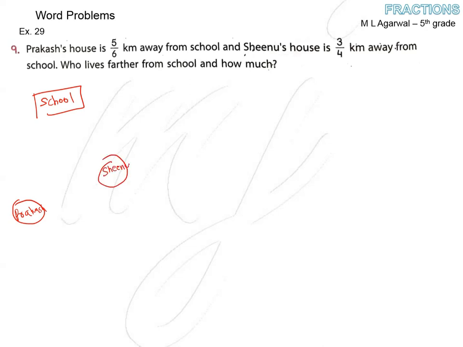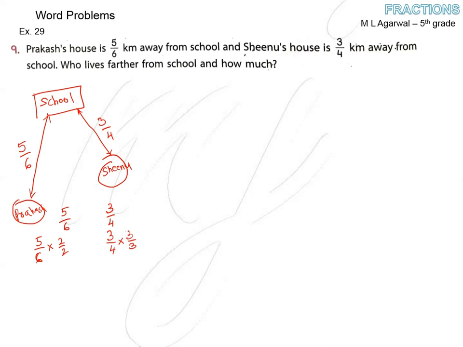Okay, so they are saying that this distance is 3/4, the second fraction Shinu, and Prakash's distance is 5/6. Again we have two fractions, both different, which means they are not like fractions. So first we will convert them into like fractions. So 5/6 and 3/4. If I have to convert into like, what will be the LCM? The LCM I can see is 12. So 5/6, to convert this into 12, I will multiply by 2/2. And this side I will multiply by 3/3.